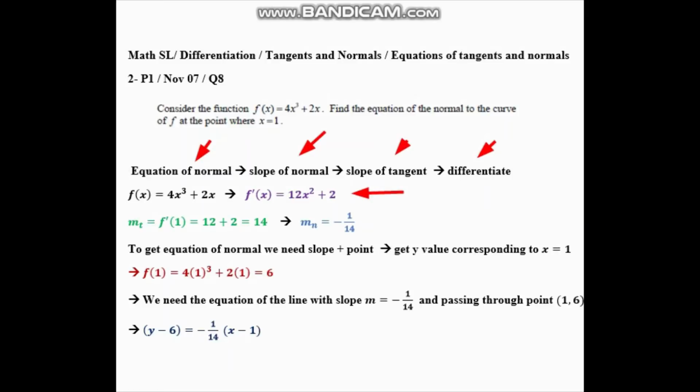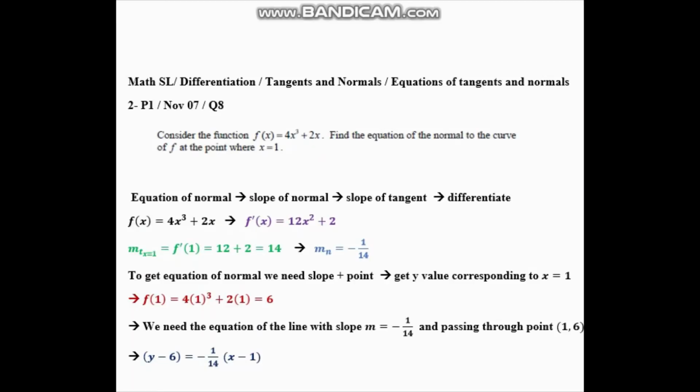Next, I want to find the slope of the tangent, and let's rewrite that in the format that we are used to. So to get the tangent where x equals 1, I basically need to find m of tangent at x equals 1, which requires that I find f dash of 1. Differentiate and then set x to 1. Since we've already differentiated, all that remains to do is remove x in the purple equation and put 1. And this gives me 12 plus 2, which is 14.